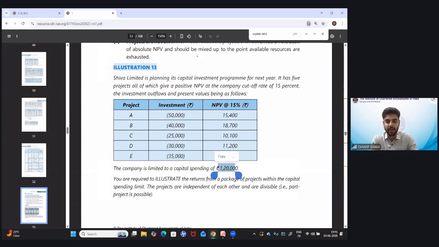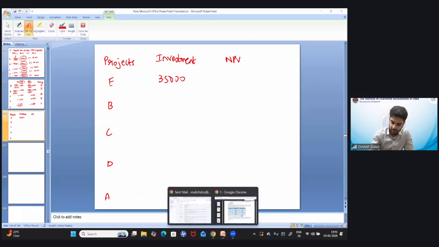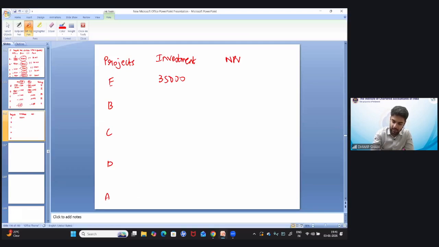Tell me. I have spending limit of 1,20,000 और E प्रोजेक्ट मुझे 35,000 में मिल रहा है, तो क्या मैं पूरा प्रोजेक्ट E ले सकता हूं? Yes you can. ठीक है, so E investment and NPV. Investment entire project E can be taken, and if we take entire project E, NPV will be 19,300. Understood till here? So can I say 1,20,000 में से 35,000 तो चला गया. Now what is the balance spending limit left? 120 minus 35. Correct?